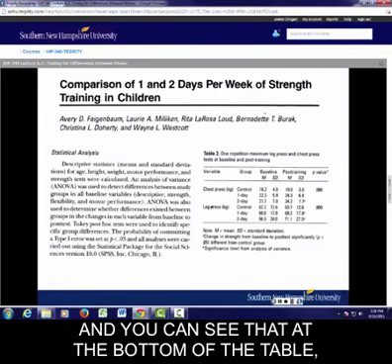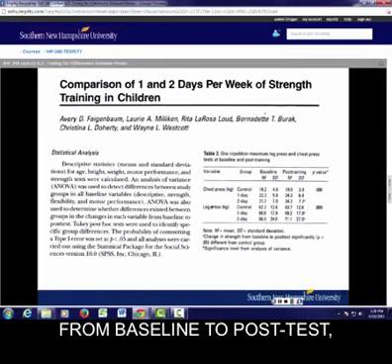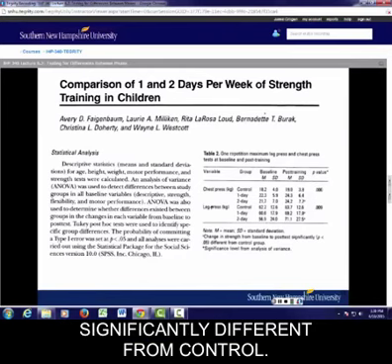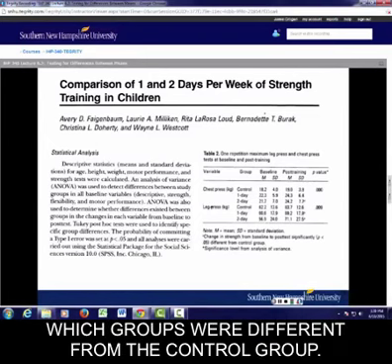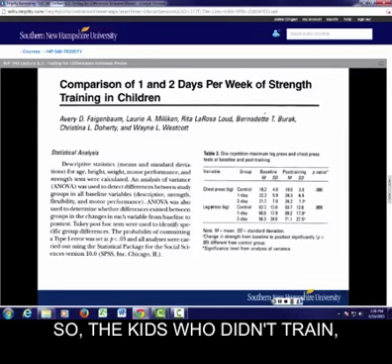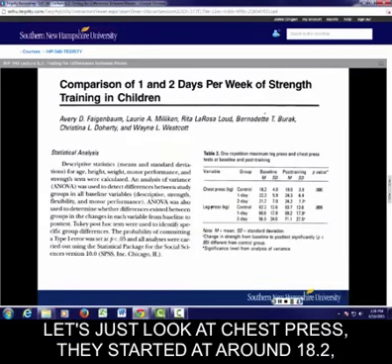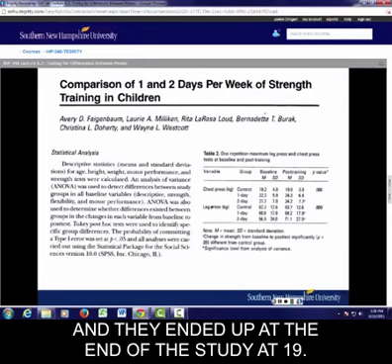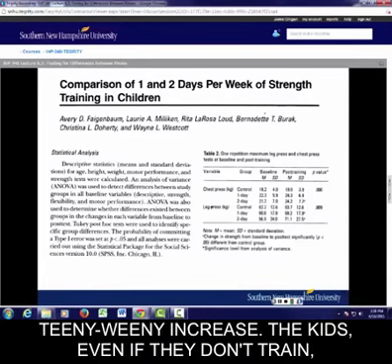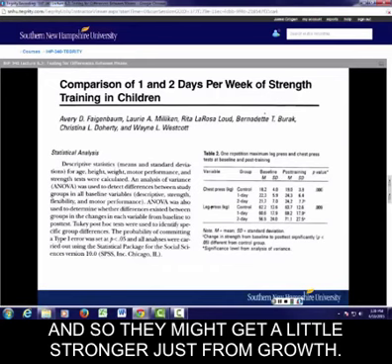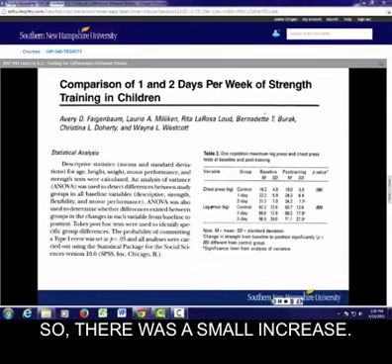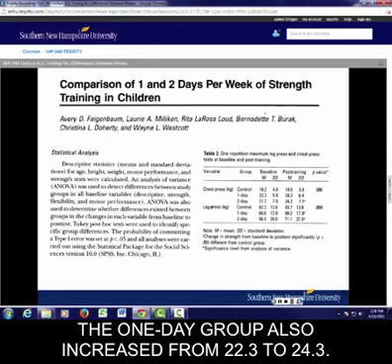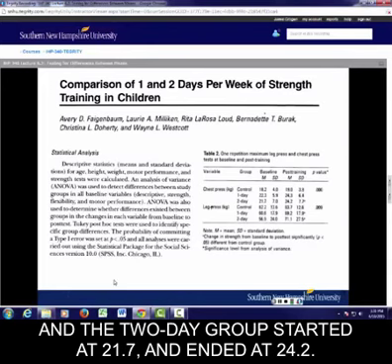And you can see that at the bottom of the table it says the change in strength from baseline to post-test, significantly different from control. So they give you a little symbol that tells you which groups were different from the control group. So the kids who didn't train, let's just look at chest press, they started out at around 18.2 and they ended up at the end of the study at 19. Teeny weeny increase. Kids, even if they don't train, they're probably growing, and so they might get a little stronger just from growth. So there was a small increase. The 1 day group also increased from 22.3 to 24.3, and the 2 day group started at 21.7 and ended at 24.2.